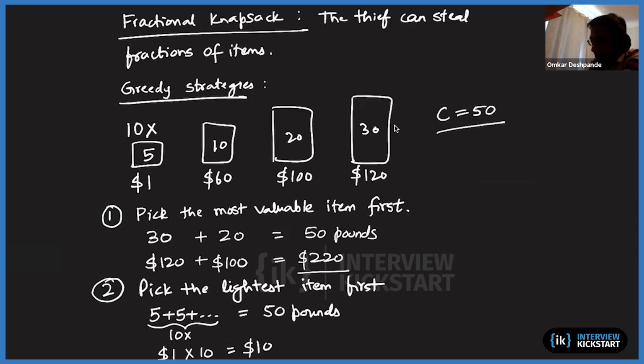So what are those values here? Price per unit weight here is $4 per pound. This is $5 per pound. This is $6 per pound. And for these items, it's 1 by 5, so that's $0.2 per pound.